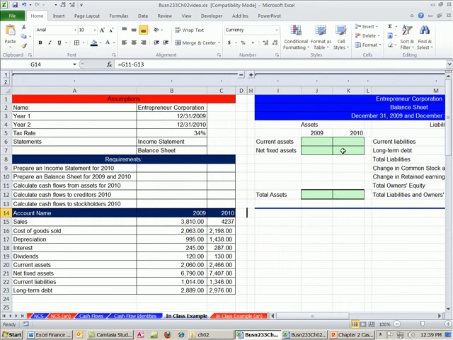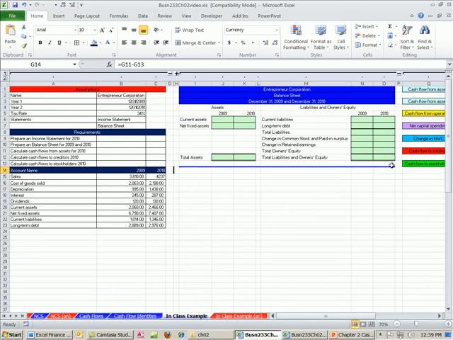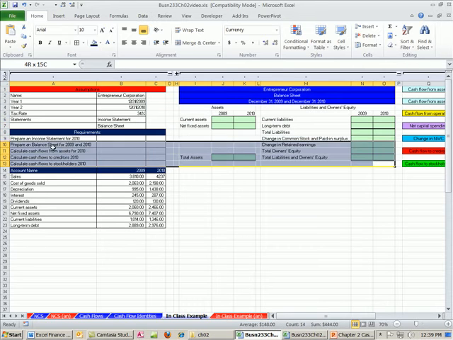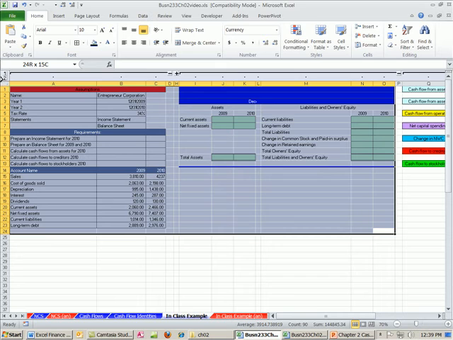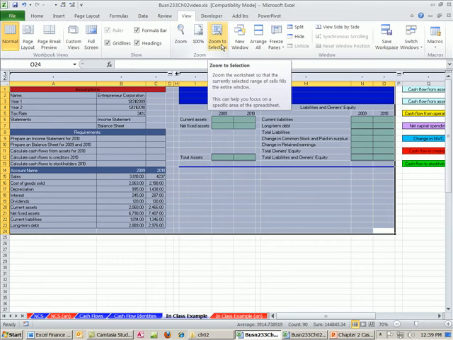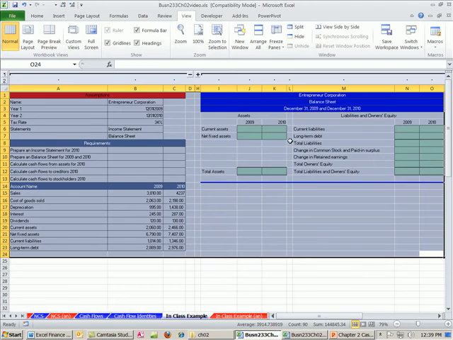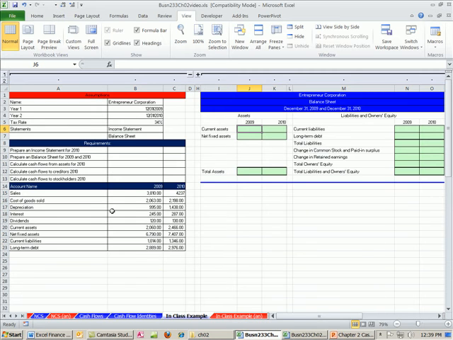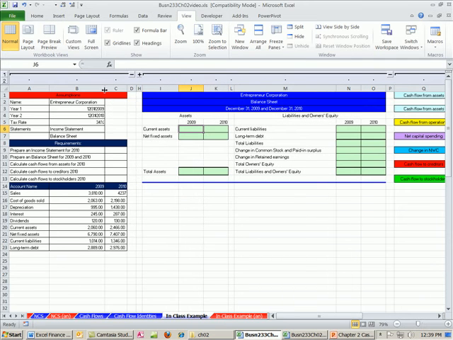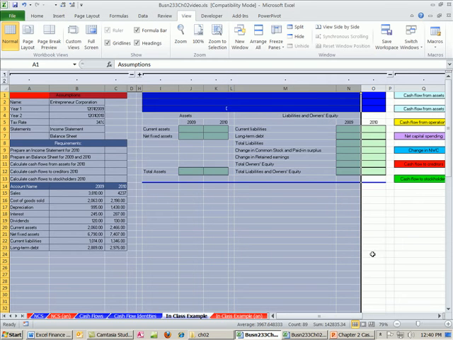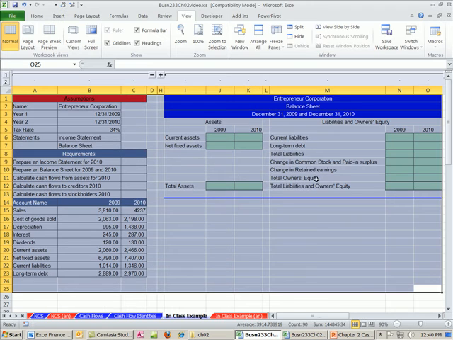Now I'm going to click this collapse button here, and we're going to try and do our balance sheet. Whoops. I want to zoom into that exact size there. View, zoom to selection. Alt-W-G. All right, so down here we have current assets, net fixed assets, etc. We don't need these right here. So I'm going to go like that, and now I'm going to do that again. Zoom to selection. All right, that's a little bit better.